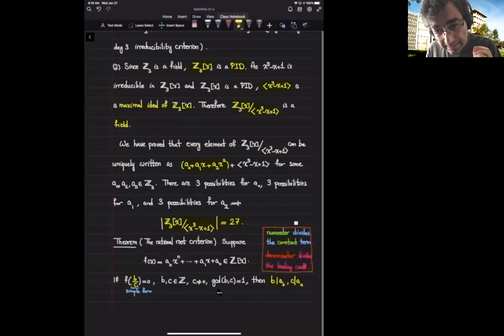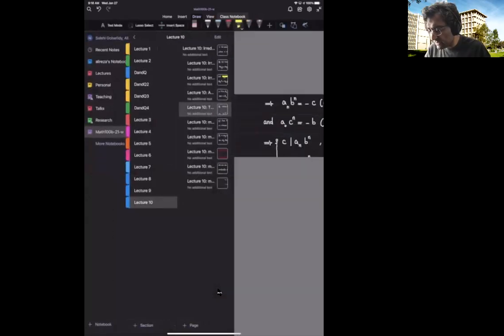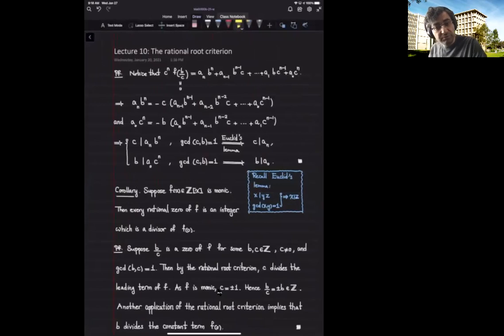Okay, so this is an extremely important criterion. We will see many applications of this, but for now, let's go through the proof of the rational root criterion. The proof is actually rather easy.